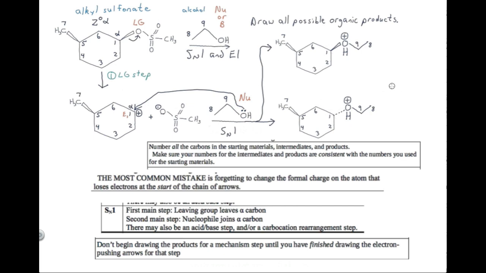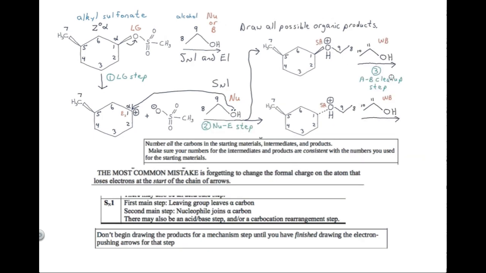Now we can see we're not done because we still have a formal charge on our main product. So we need another step. We need an acid-base cleanup step to clean up this positive charge. So you can see getting this positive charge right really was the most important part of this picture. Without the positive charge, we wouldn't realize that we need another step. In our acid-base cleanup step, the positive charge will make this oxygen act as a strong acid. And we will use another molecule of the alcohol as our weak base.